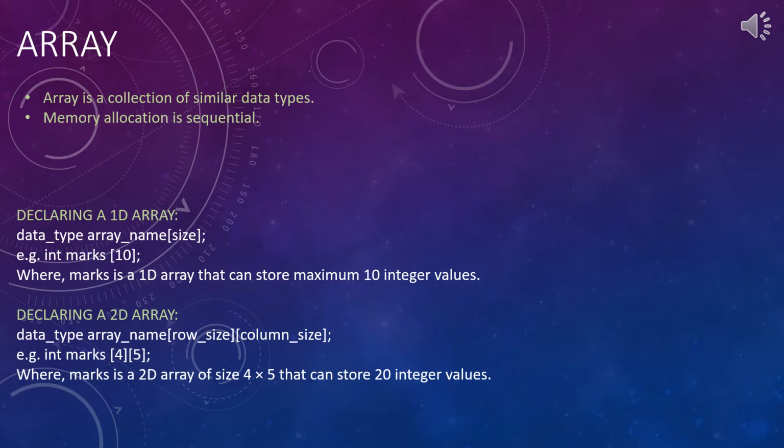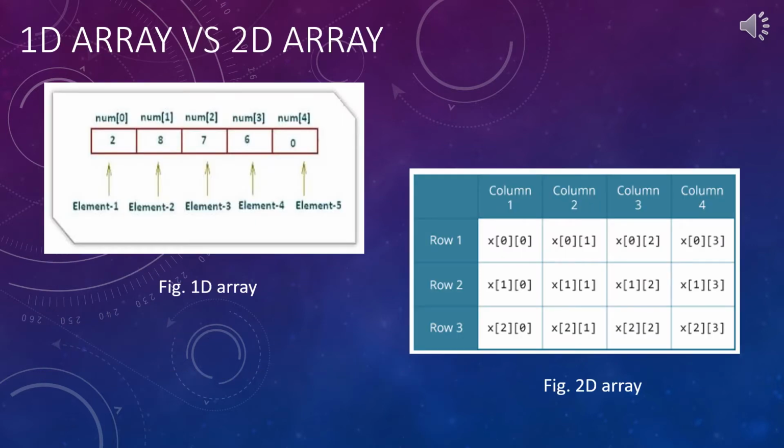Next is declaring a 2D array. In this case, it is the data type followed by the name of the array, then the row size and column size. For example, int marks[4][5]. That is, it is a 2D array of size 4 cross 5 that can store 20 integer values. Let us understand the difference between 1D and 2D array with the help of two figures.